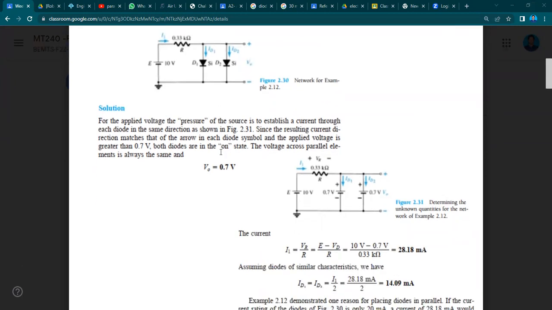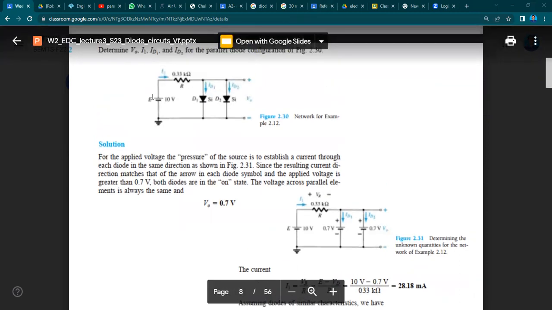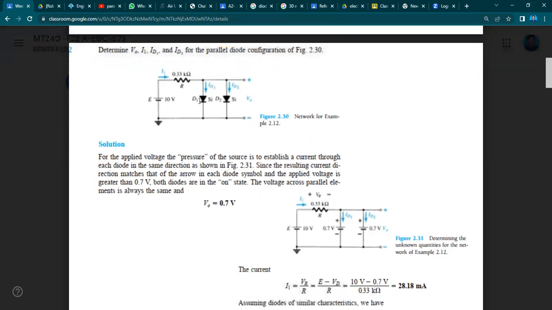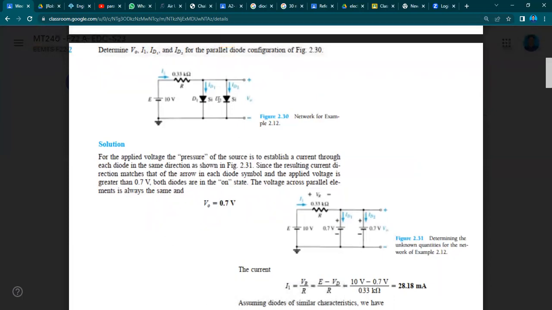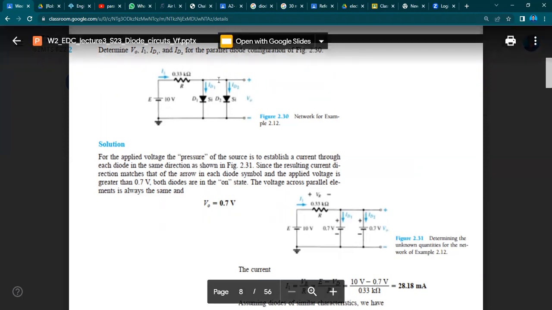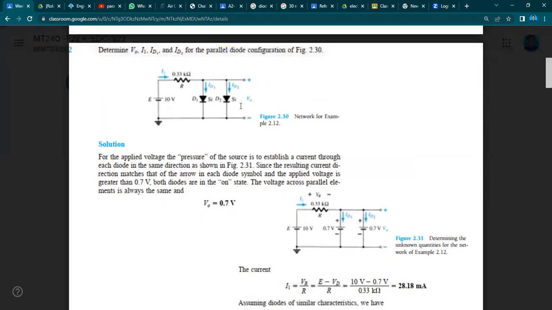As I have told you before, the positive terminal of this battery is connected to the positive side, the p-type side, of these silicon diodes. It means that these diodes are forward biased and they behave as a short circuit with a 0.7 volts drop. From this concept, we can conclude that the voltage V naught would always be 0.7 volts as the diodes are forward biased.